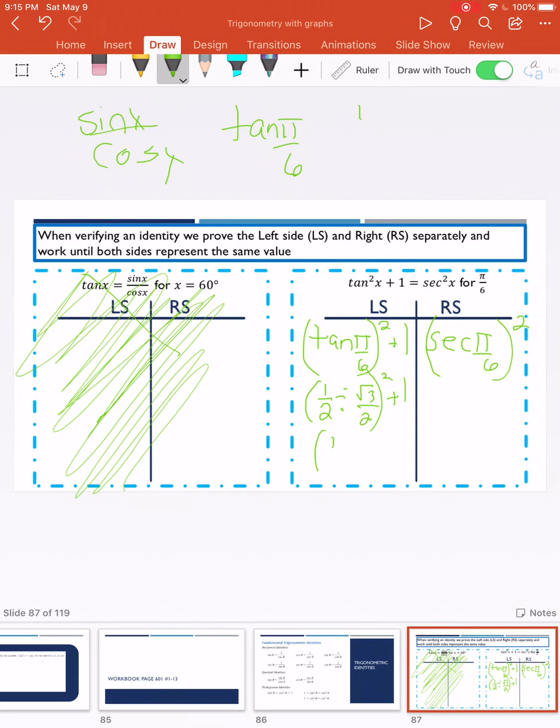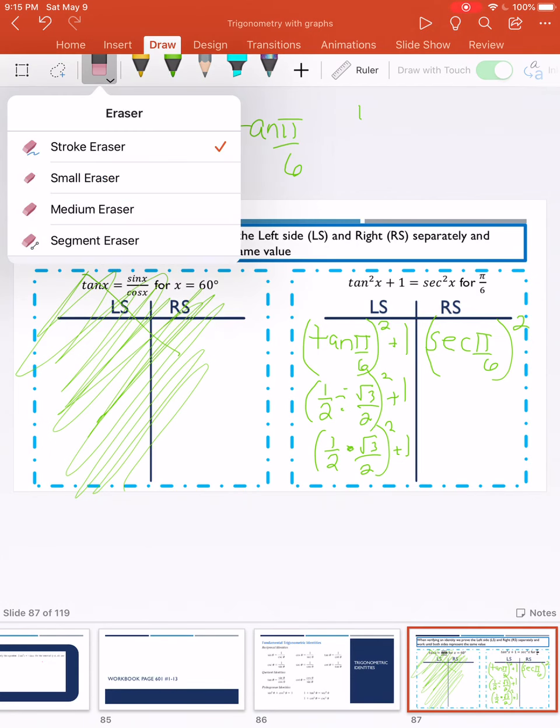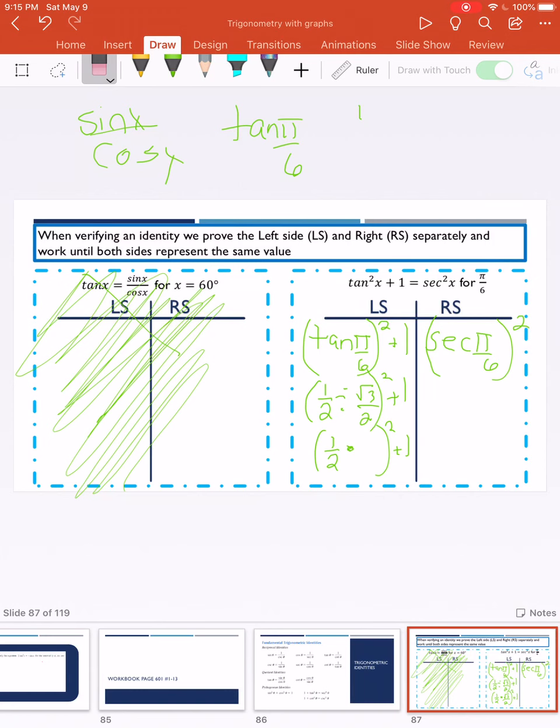Okay, so now we're going to take the reciprocal of that second rational and multiply. Oh, I forgot to take the reciprocal. Let's try that again. Okay, so 1 over root 3 I'm left with because the 2's cancel out. And of course, when we have a square, you can apply it to both the numerator and the denominator.